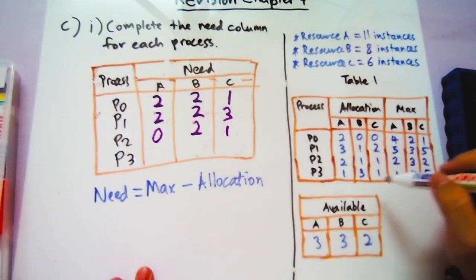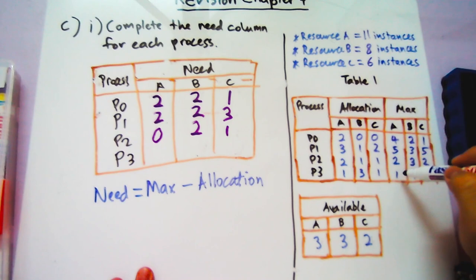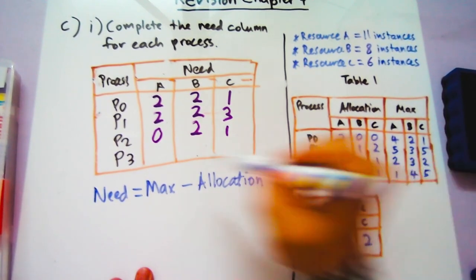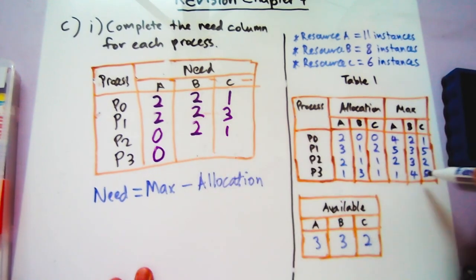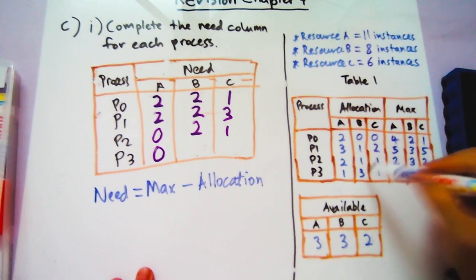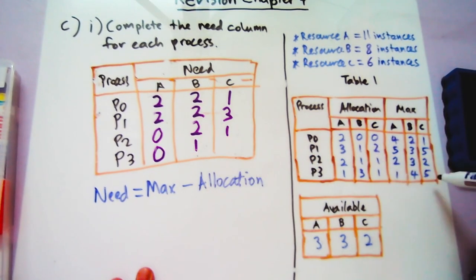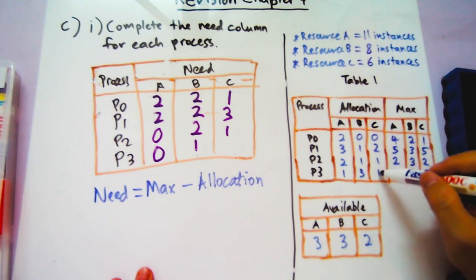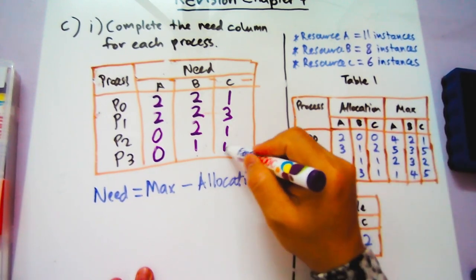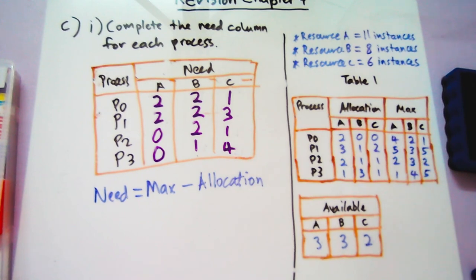For process P3 for resource A, the max is 1, the allocation is 1, so 1 minus 1 equals 0. For resource B, the max is 4, the allocation is 3, so 4 minus 3 equals 1. And for resource C, the max is 5, the allocation is 1, so 5 minus 1 equals 4. Okay, that's it. Remember, the need is calculated as maximum minus allocation.